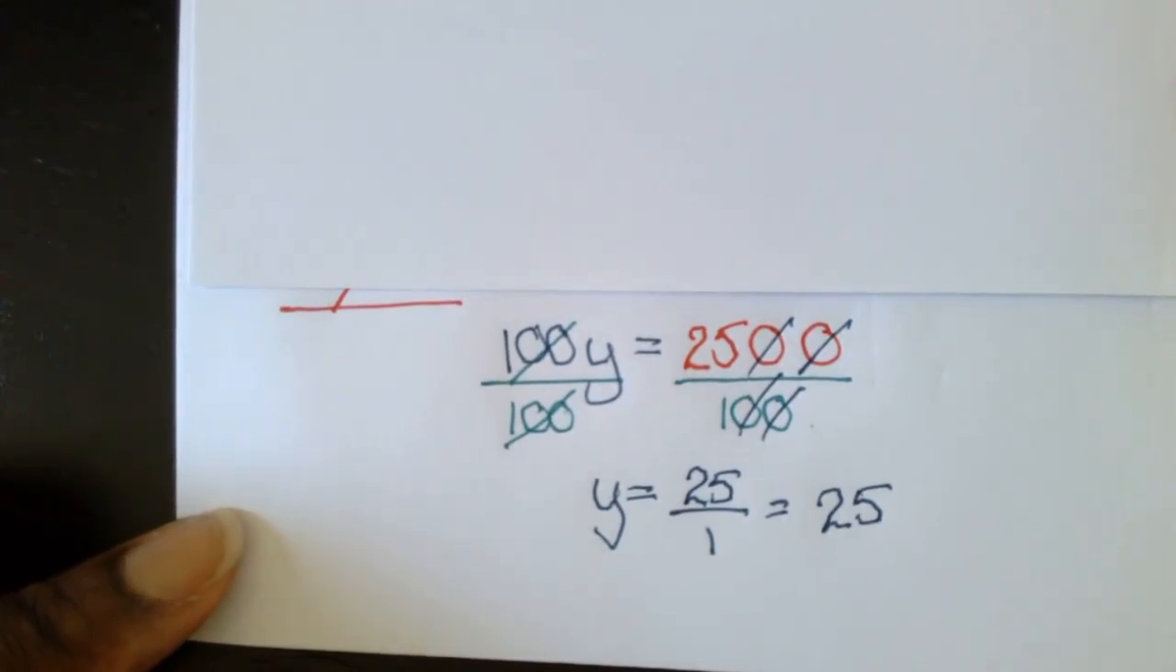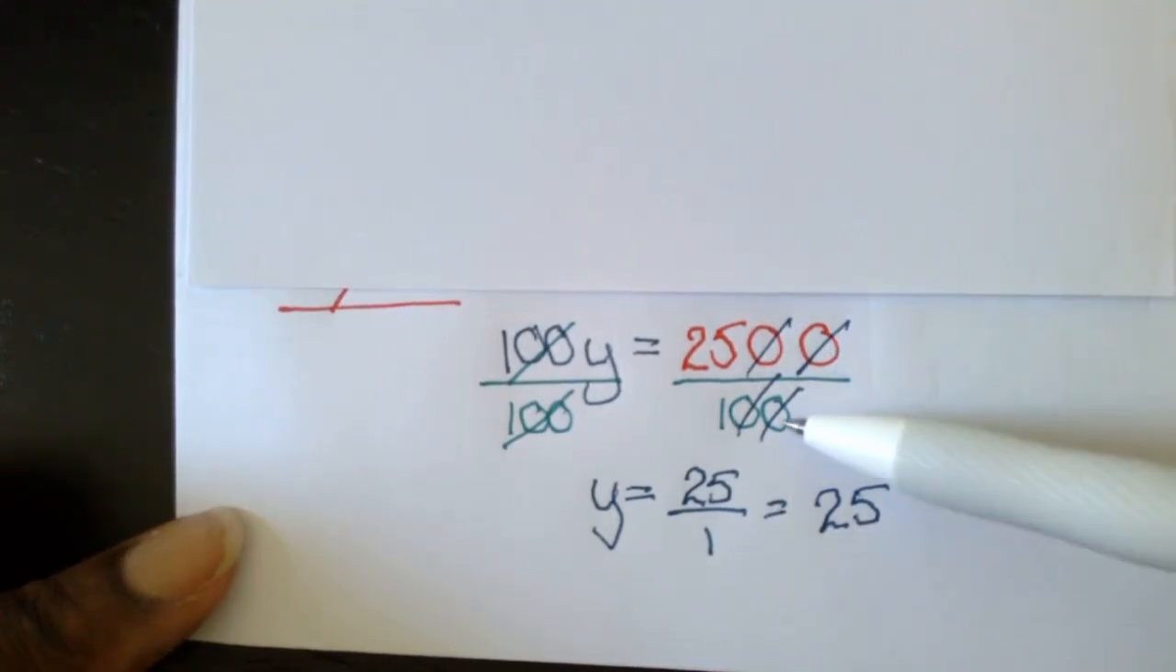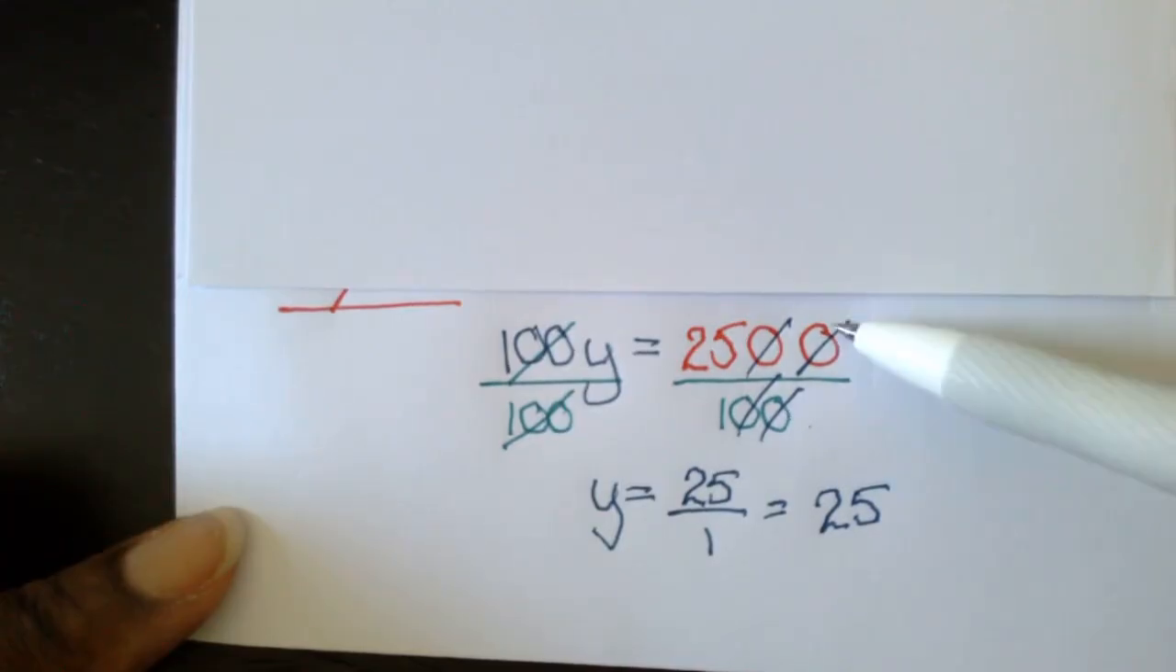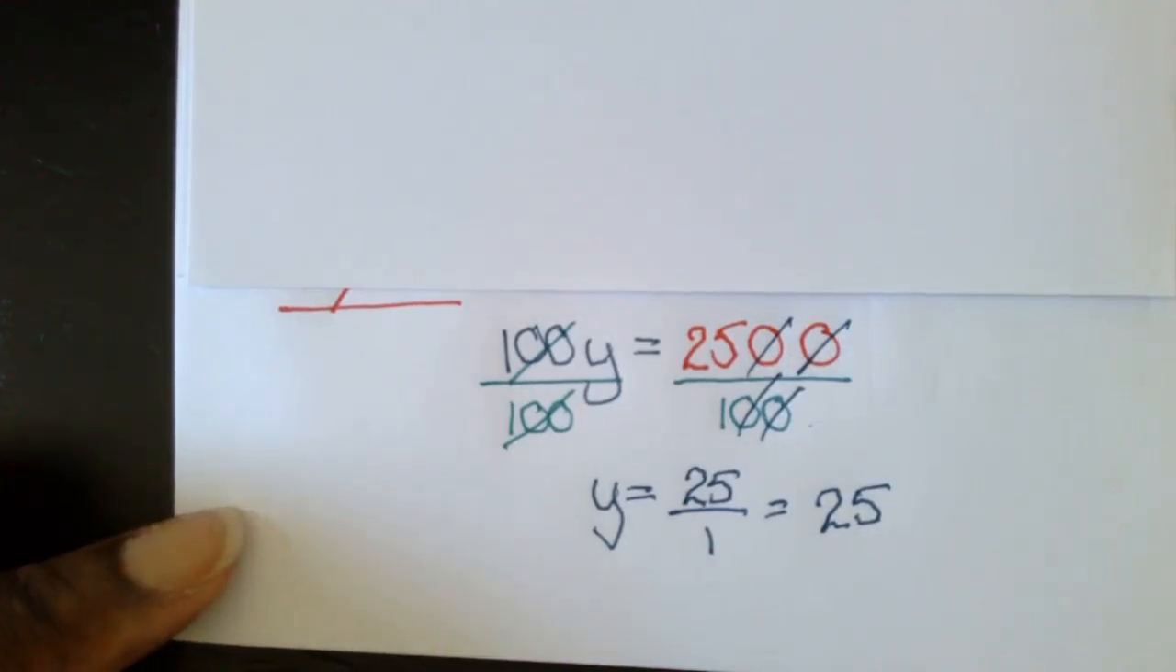Okay? So instead of trying to do long division, especially when they end with zeros, and if they both have zeros, you can just cancel them out and then get it simplified.